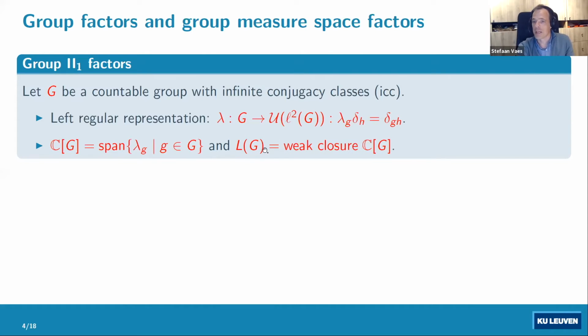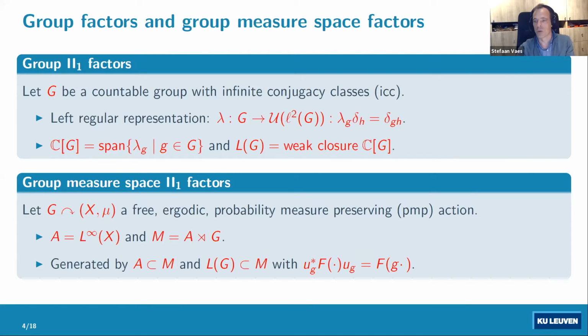This one always has such a nice trace, and it is precisely a factor when G is sufficiently non-commutative. And the condition is that G should have infinite conjugacy classes. So any non-trivial element in the group should have an infinite conjugacy class.